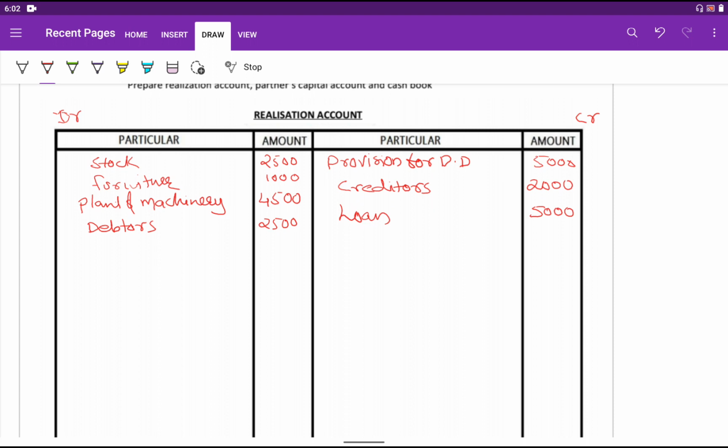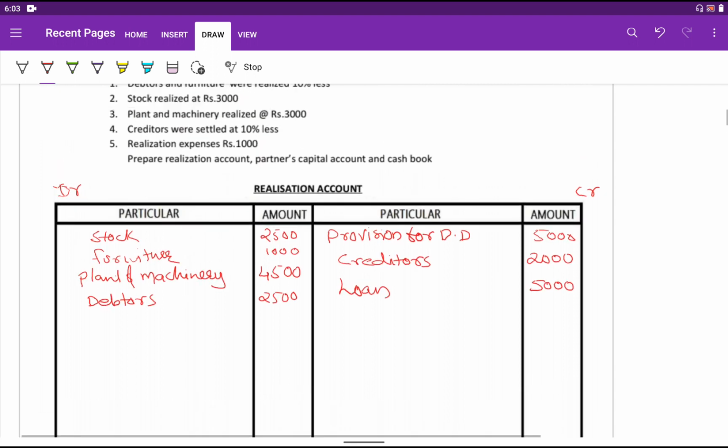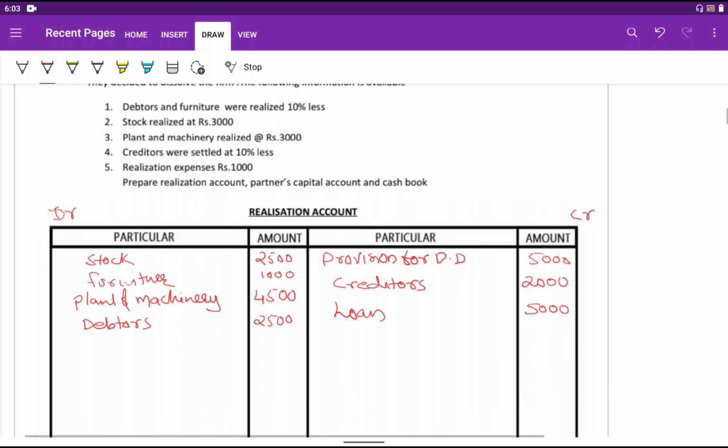Then what is the second step? We will realize all the things and we will settle the liabilities. We will realize our assets and settle all the liabilities. That is the second step. So adjustment is given: debtors and furniture were realized at 10% less.